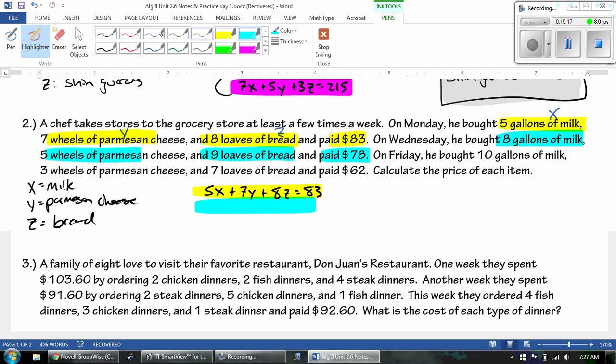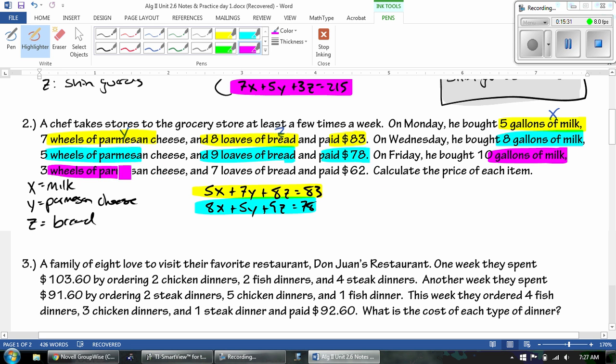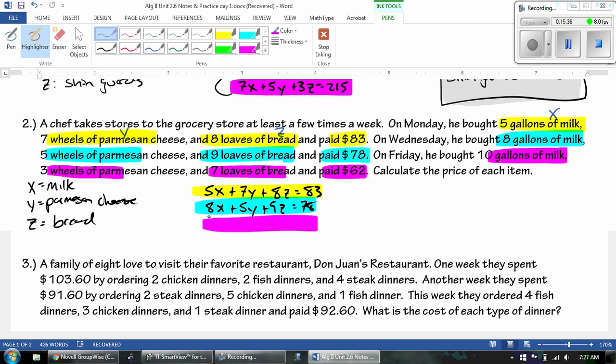So we would say that that is 8x plus 5y plus 9z equals 78. And then 10, 3, 7, 62. So we have 10x plus 3y plus 7z equals 62. Okay, and there's our equation.